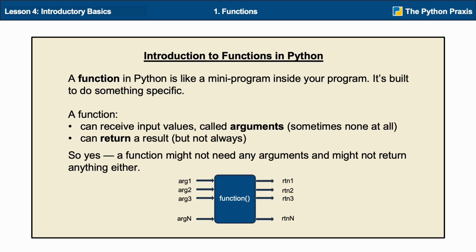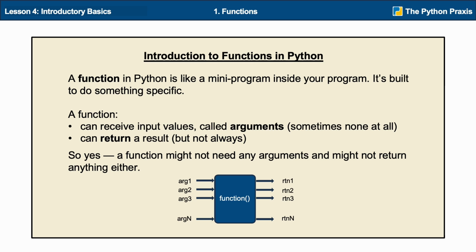A function in Python is like a mini program living inside your program. It's designed to do something specific, and it can be called whenever we need it. Imagine you're building a house. You don't build every brick by hand. You reuse tools and machines. That's what functions are: little tools to make coding easier, faster, and more organized.